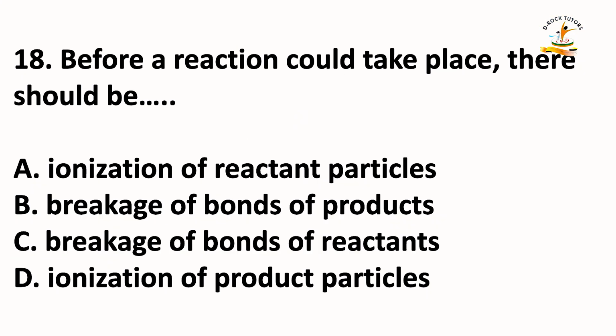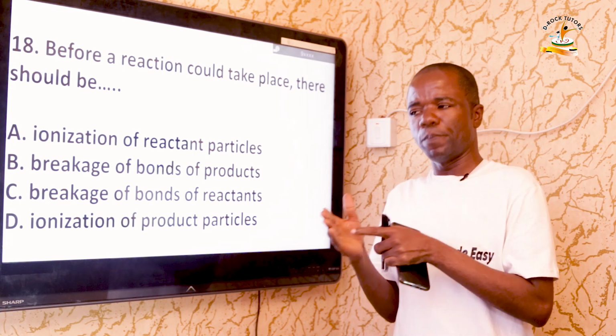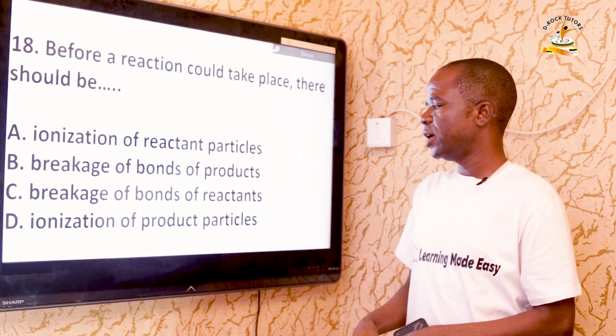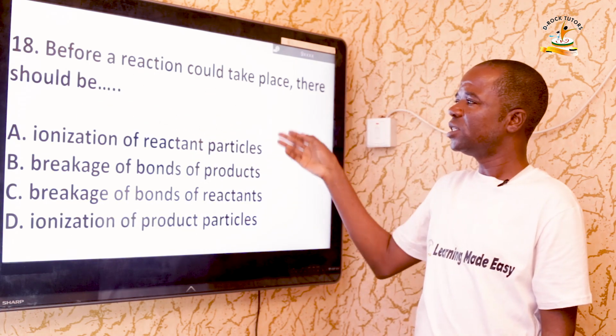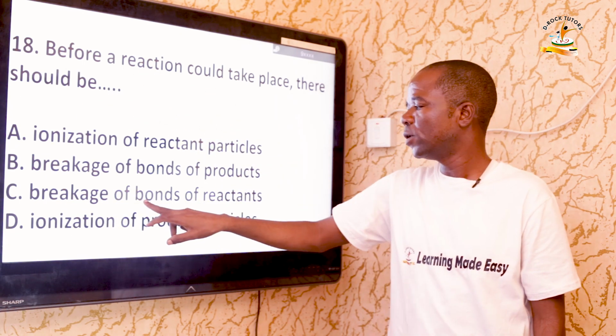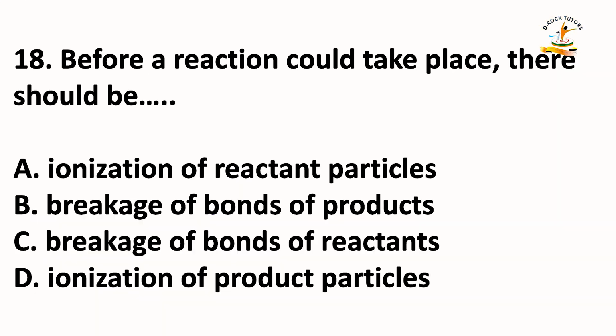Before a reaction could take place, there should be dash. Before a reaction can take place, the bond in the reactant must be broken so that new bonds could be formed in the product. So the correct answer here is option C. Before a reaction could take place, there should be breakage of bonds of reactants. So option C is the correct answer.